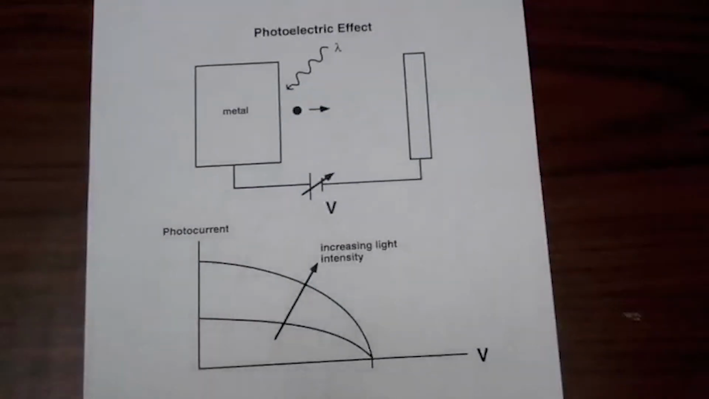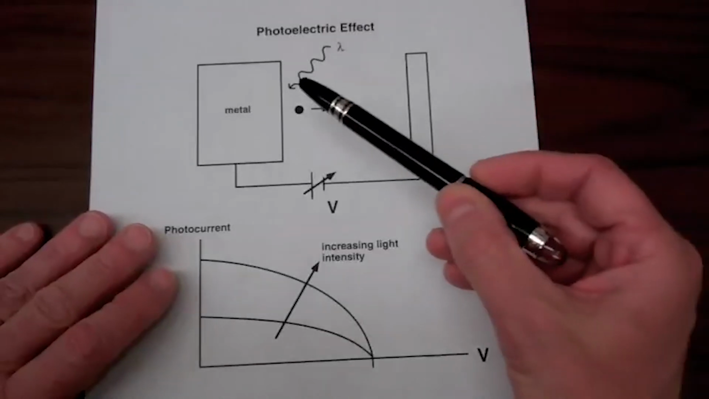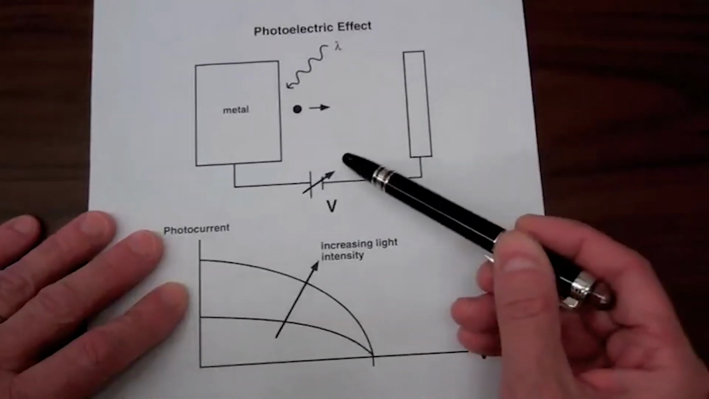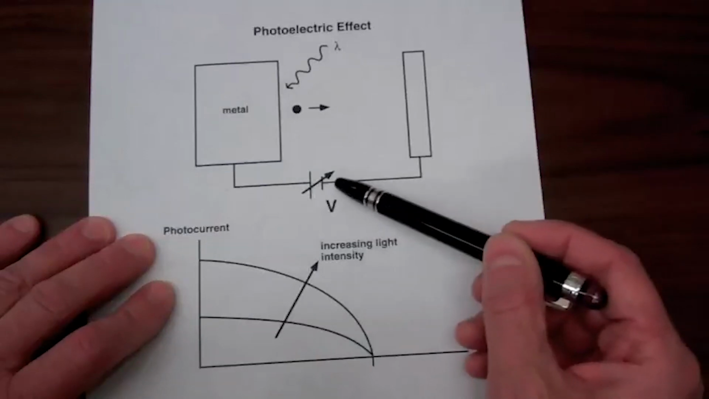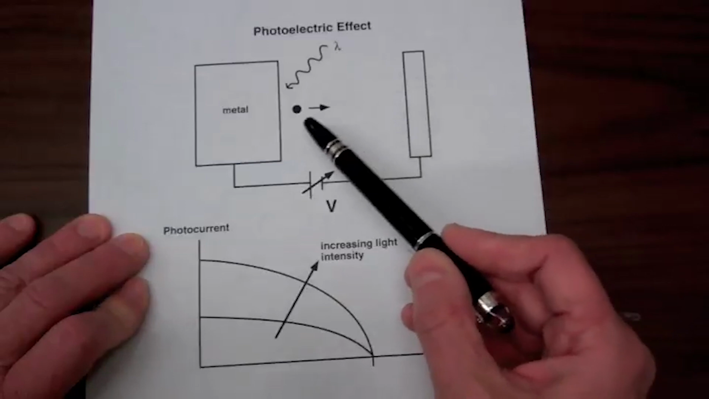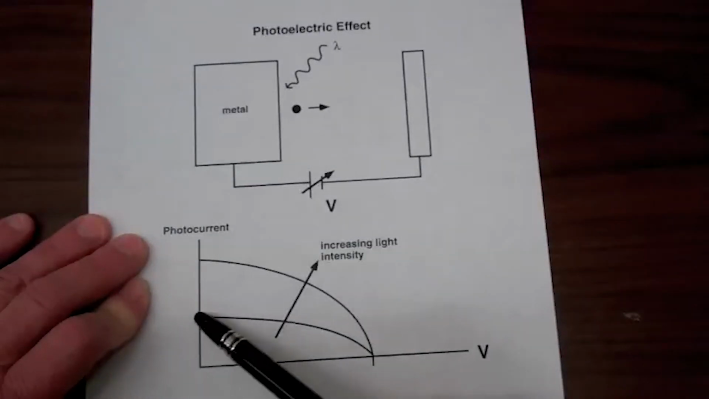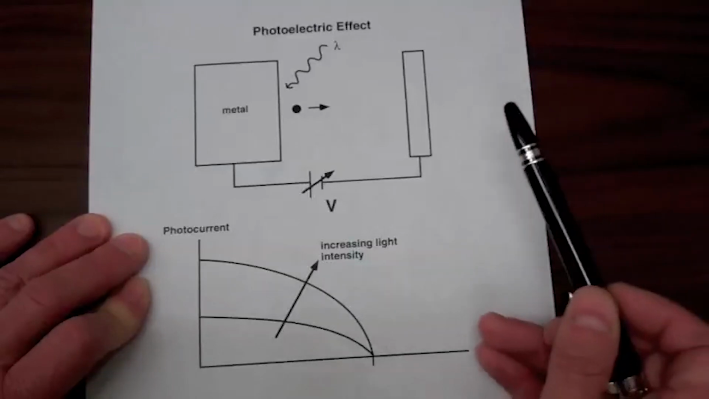Now, the electrons are coming off with some range of, say, kinetic energies. So with a variable voltage source here, we can increase the voltage until we have a potential barrier that shuts off the photocurrent. And that's illustrated in the diagram down here.